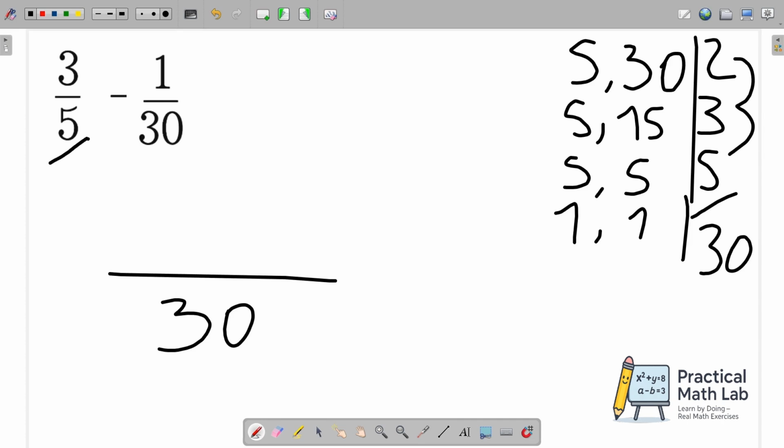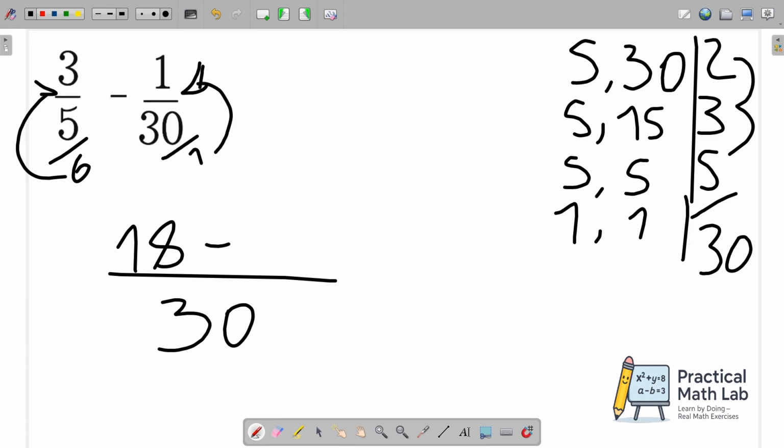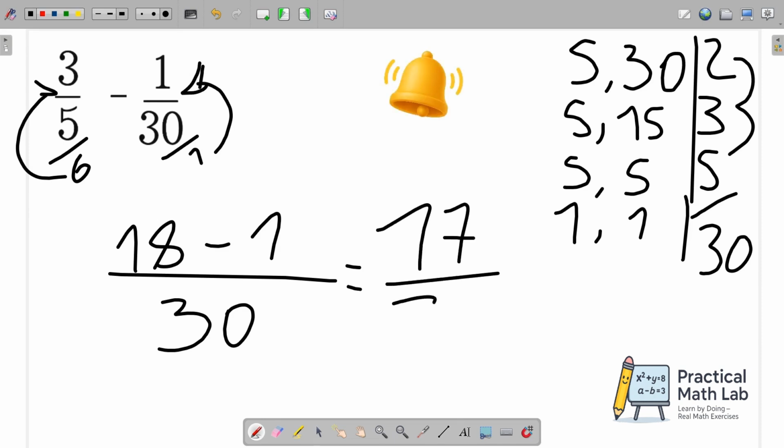Now, 30 divided by 5 is 6. 6 times 3 is 18. 30 divided by 30 is 1. 1 times 1 is 1. So it's 18 minus 1, 17 over 30. That's the answer to the question.